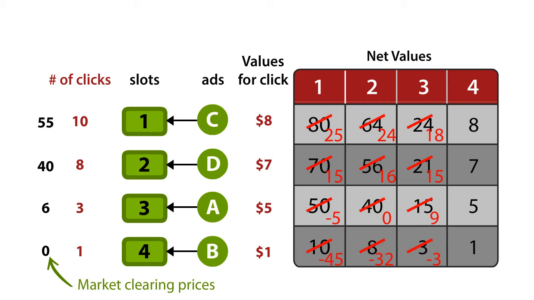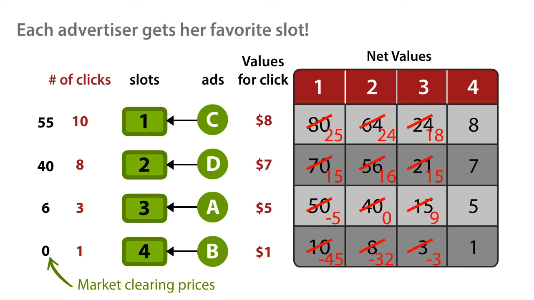And indeed, the matching we had, ordering advertisers by slots, does work out to be the correct matching here. Every advertiser gets his favorite slot. So the top advertiser's highest net value is now 25, and that's for slot 1. The second advertiser D's highest net value is 16, and that's for slot 2. Advertiser A has a highest net value of 9, and that's for slot 3. And advertiser B has a highest net value of 1, which is for slot 4, and in fact his net value is negative on every other slot.